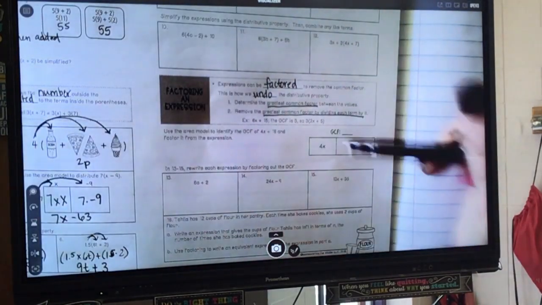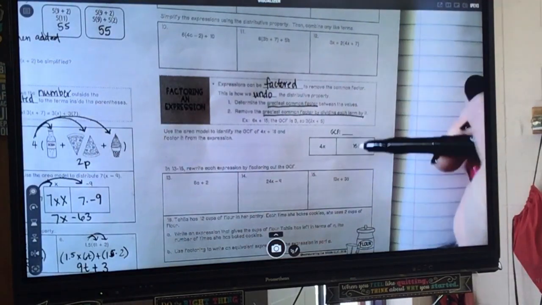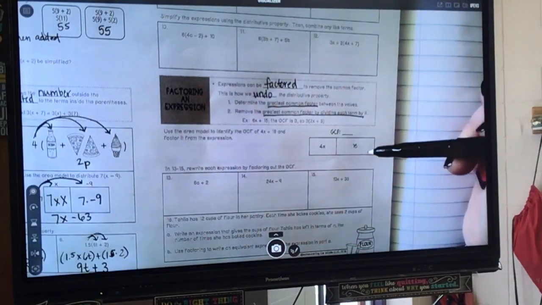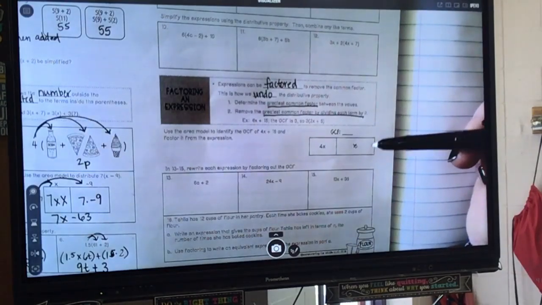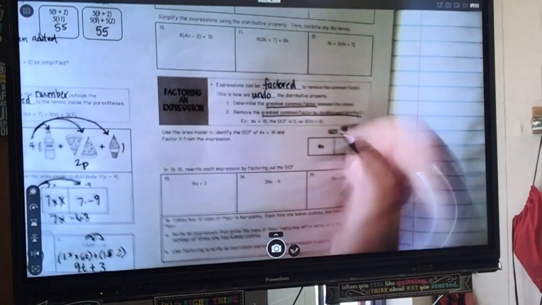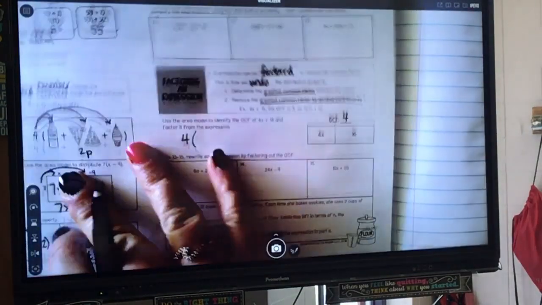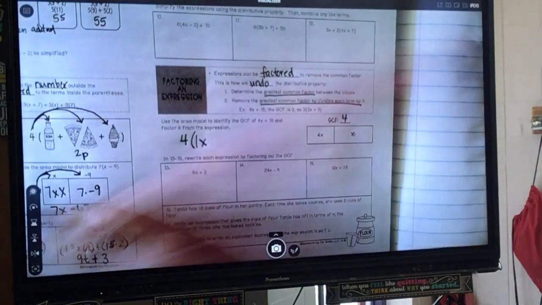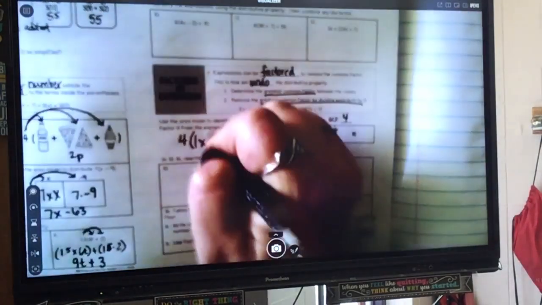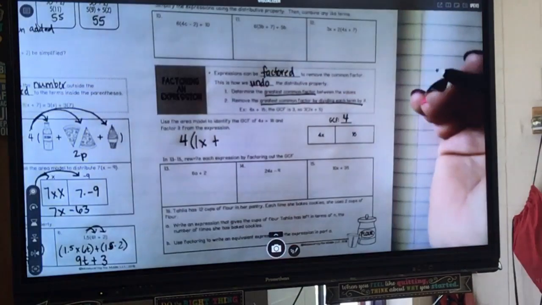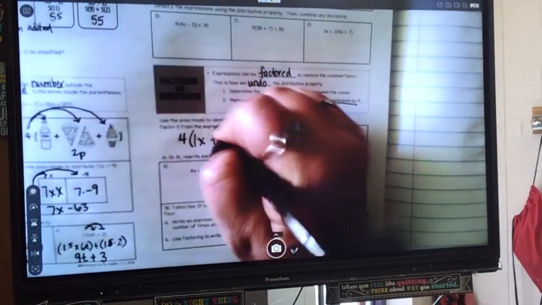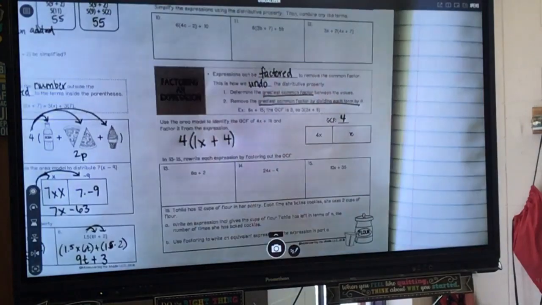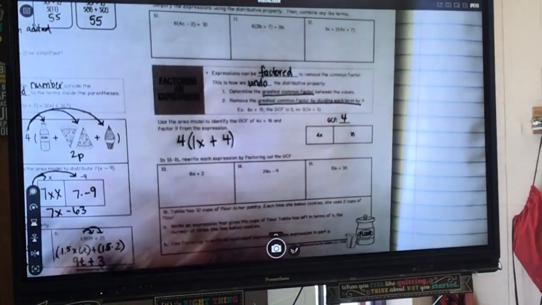So looking at this example, you have 4x and you have 16. What is the GCF, or the greatest common factor, between 4 and 16? Jack? 4. So our GCF is 4, so we put 4 on the outside and we say, well, 4 times what gives me 4? 1. So you can put a 1x, or you can just put an x. Plus 4 times what gives me 16? 4. Alright, so that's just finding the GCF and putting it on the outside.